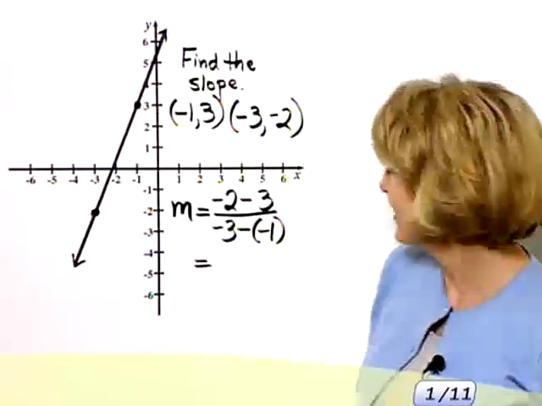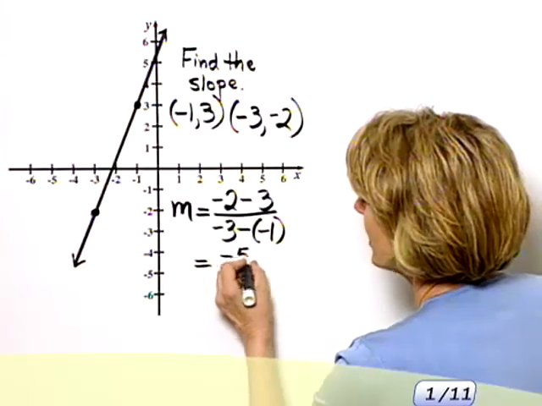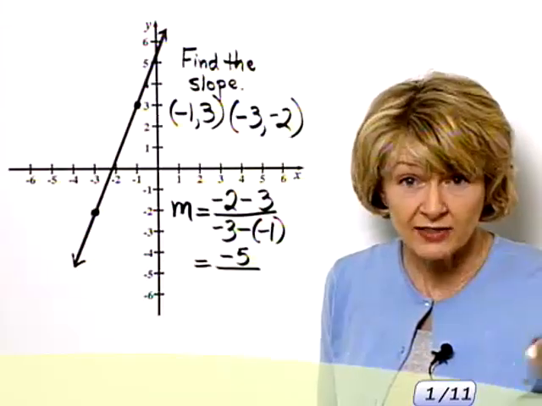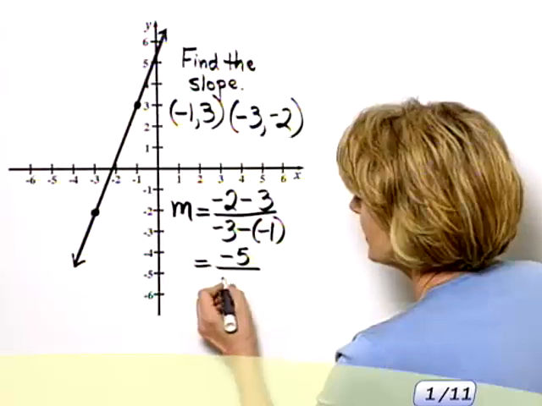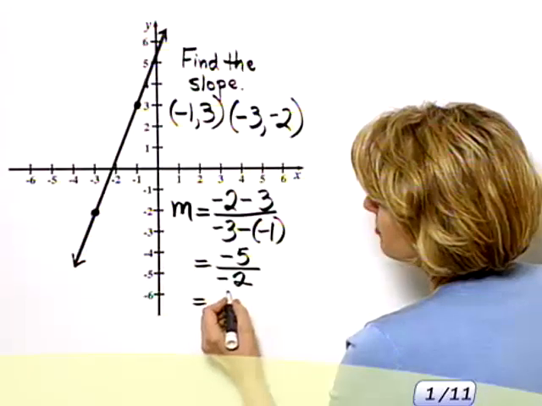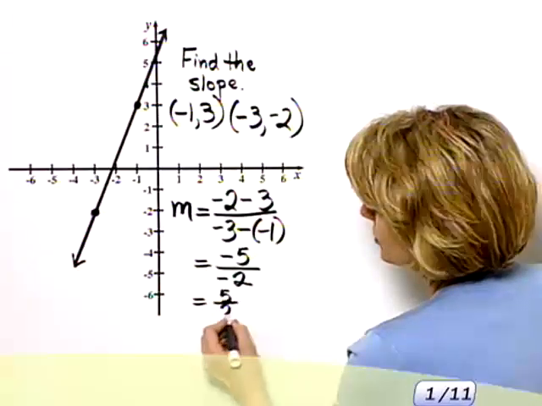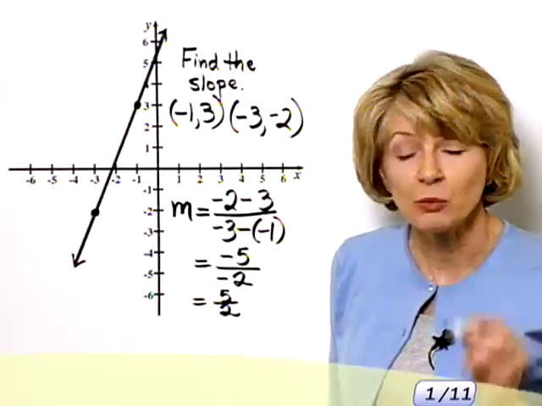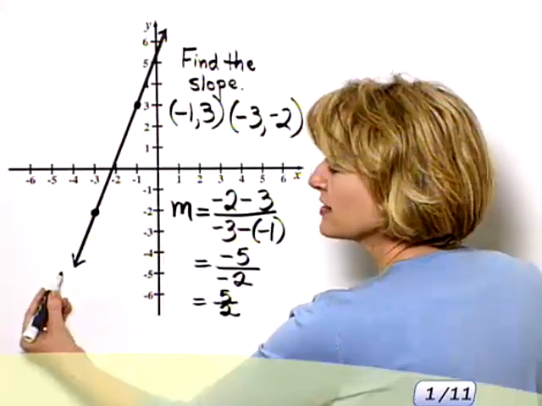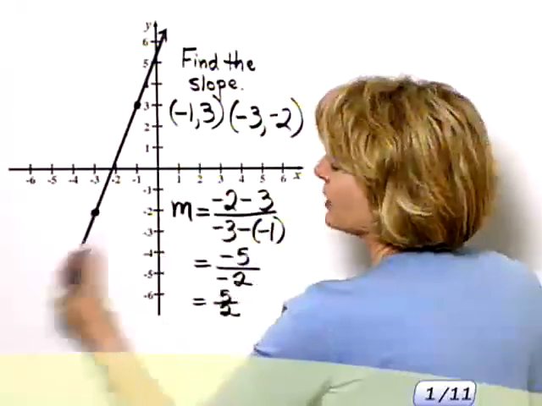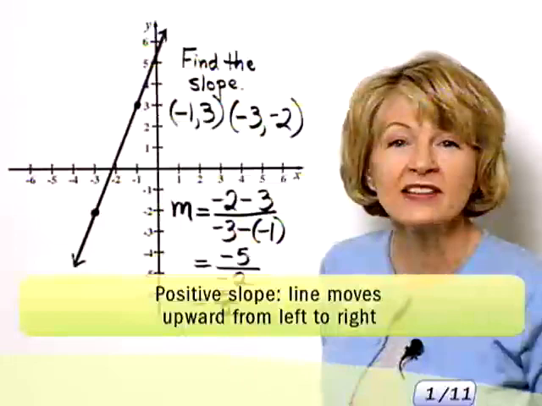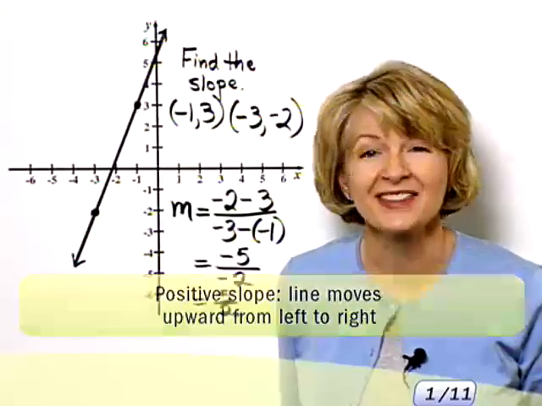And now let's simplify. -2 minus 3, that's -5, over -3 minus a -1, that's -3 plus 1, and -3 plus 1 is -2, and then a negative divided by a negative is a positive, so I have +5 over 2. So the slope is 5/2, and I want you to notice something. We have a positive slope, and as you follow this line from left to right, very important, as you follow it from left to right, notice the line is increasing. That will always happen with a positive slope.